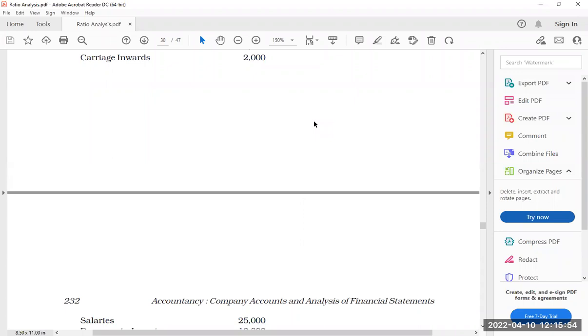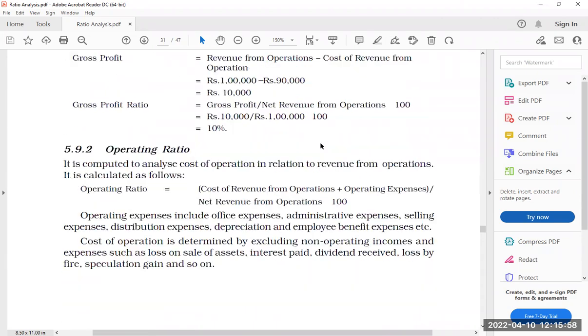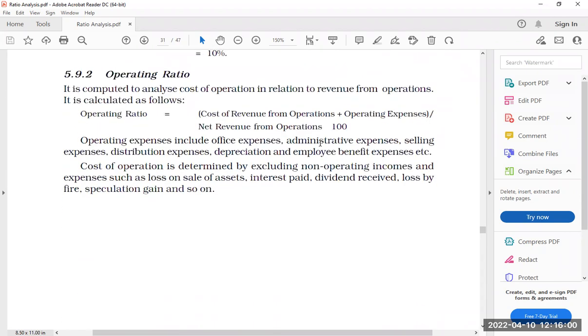Next one, net profit ratio. Okay, before that, operating ratio. What is operating ratio? What is operation, first of all? What do you mean by operating here? The core business activity is called operating.